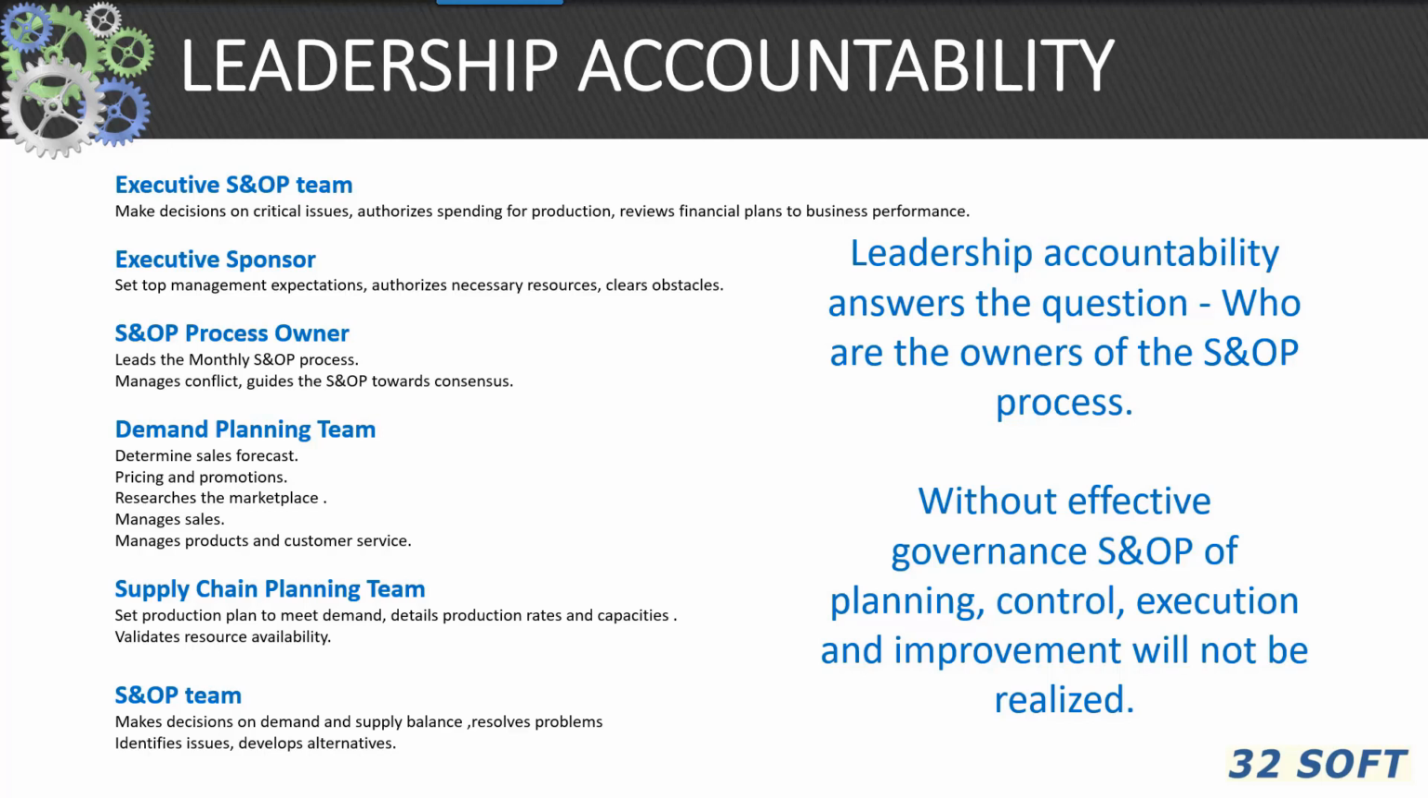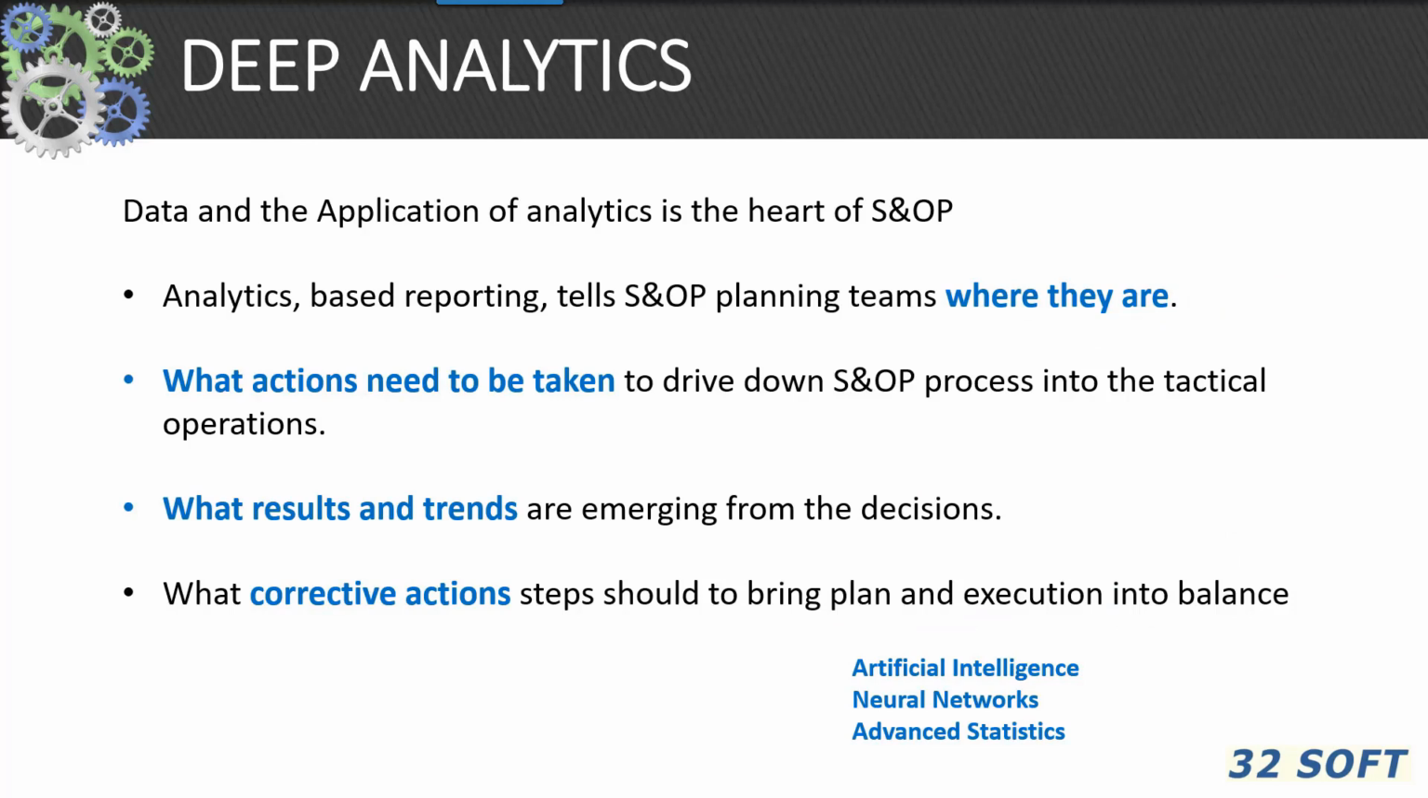Leadership accountability starts at the top with the executive S&OP team. They make the decisions. There's an executive sponsor who sets top management expectations. There's the sales and operations planning leader. They lead this S&OP process. Demand planning team, forecast, and market positions. The supply chain team, which sets production plans to meet demand. And then the S&OP team as a whole. Leadership accountability answers the question, who are the owners of the S&OP process? Without effective governance, S&OP planning, control, and execution with improvement will not be realized.